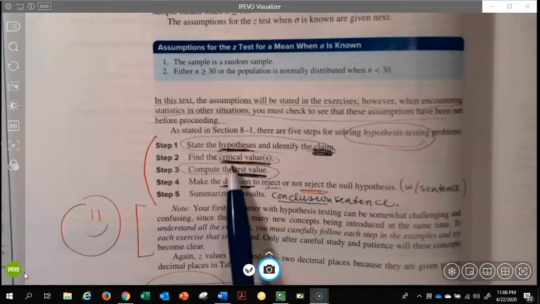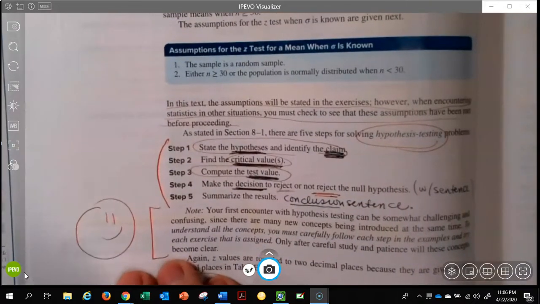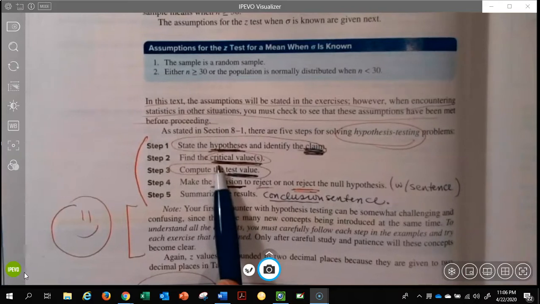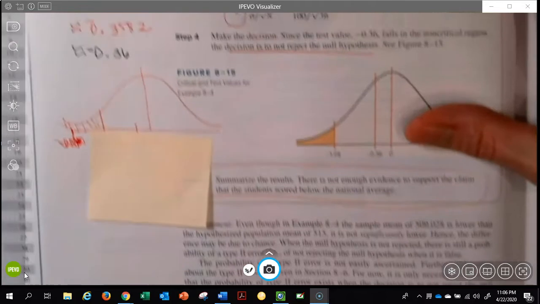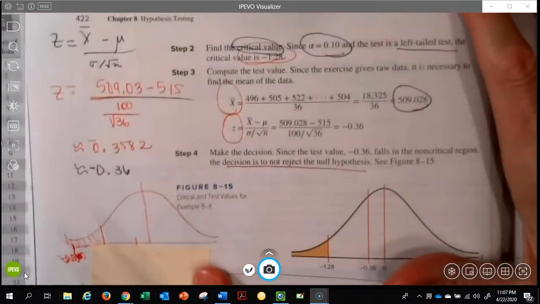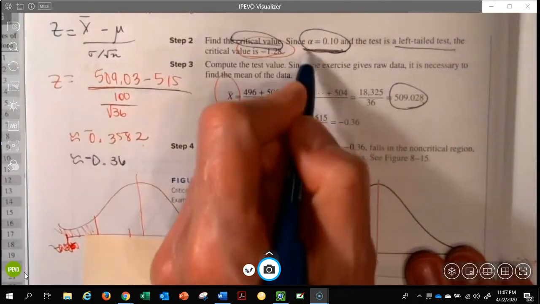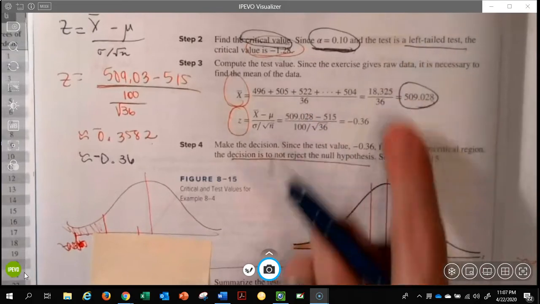The critical value is that dividing line between the critical region and the non-rejection region. We looked at that earlier. I just want to say the critical value is going to be that one value, the one I glossed over a while ago. Jumping down here to get my drawing: the critical value, since we are at an alpha of 10% and it's left-tailed, it's one tail.